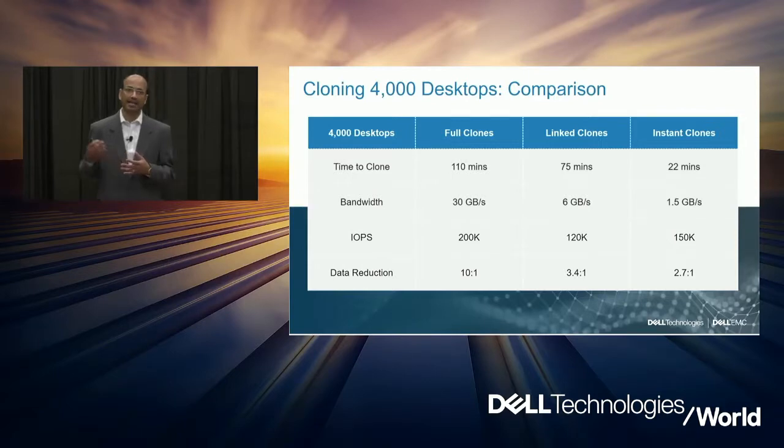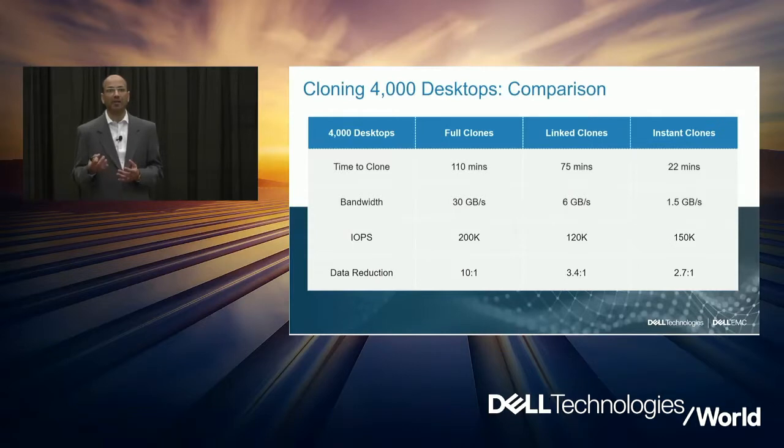Linked clones and instant clones are primarily for non-persistent desktops, although there are additional techniques that you can apply to create persistent desktops from these methods. But if we take a look here, we could clone 4,000 persistent desktops in less than 2 hours. This is like 110 minutes. That's literally 1.5 seconds to clone a full VM.